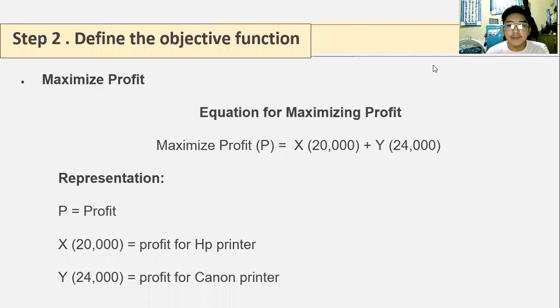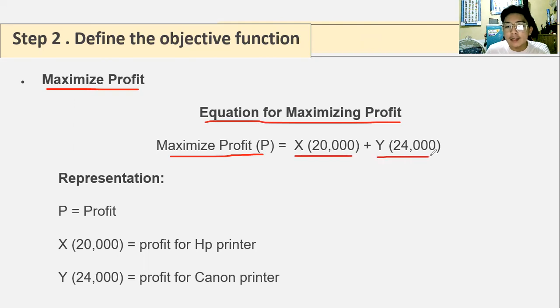Next step, define the objective function. The objective function is where we find out what our objective is in this program. As stated in the problem, our objective is to maximize the profit. And in order for us to do that, we have here the equation for maximizing the profit. Maximize profit P is equal to X times 20,000 plus Y times 24,000.